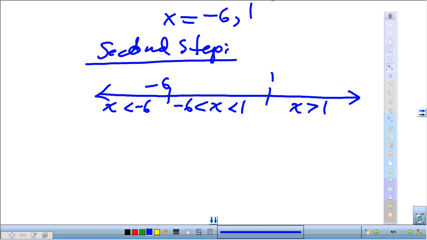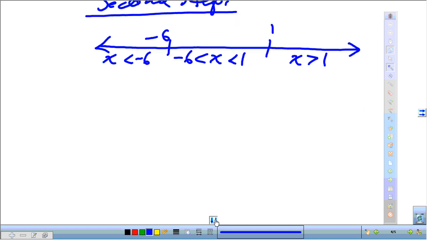So, general inequalities, if it's not first degree, is we're going to solve the equality. This will break the real line into intervals. In this case, we have 2 solutions. Breaks it into 3 parts.